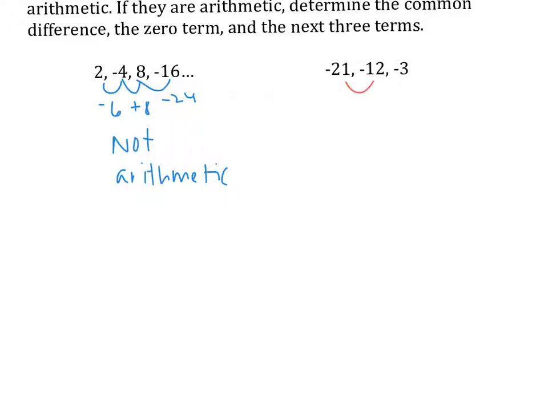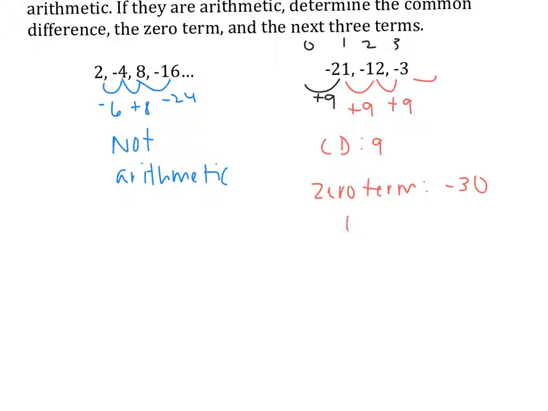Negative 21 to negative 12, we are adding 9. Between negative 12 and negative 3, we are also adding 9, so this would be arithmetic with a common difference of 9. My zero term, if I work backwards, what plus 9 is negative 21? That is negative 30. And if I want to find the next 3 terms, negative 3 plus 9 is 6, 6 plus 9 is 15, and 15 plus 9 is 24.